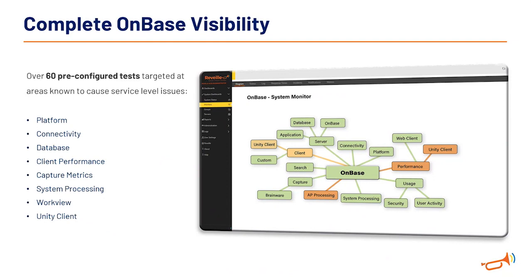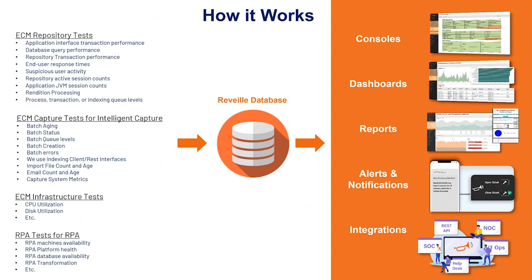So how does this all work? We have these pre-built tests, okay? In this case up here where it says ECM repository test, that's our OnBase tests. And for OnBase, we have over 60 tests that we point at OnBase, and we bring the results of those tests back to a Reveille database. Same thing for the capture components of OnBase. You might have a capture environment such as Kofax. We support that environment, and we bring all of the results of those tests back to a database. Same thing with our infrastructure and RPA tests.